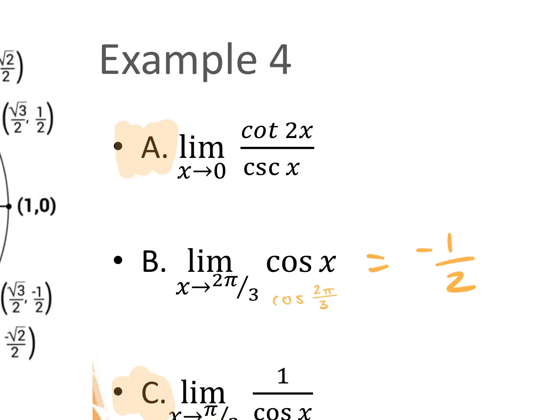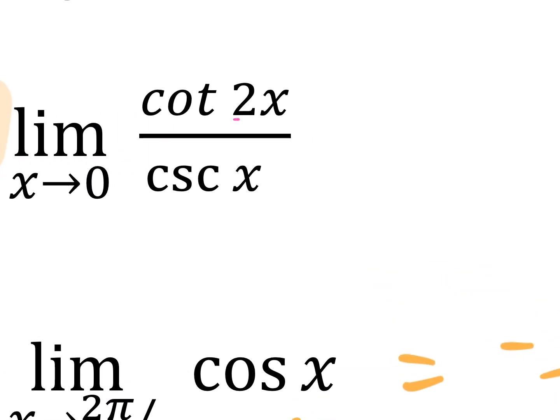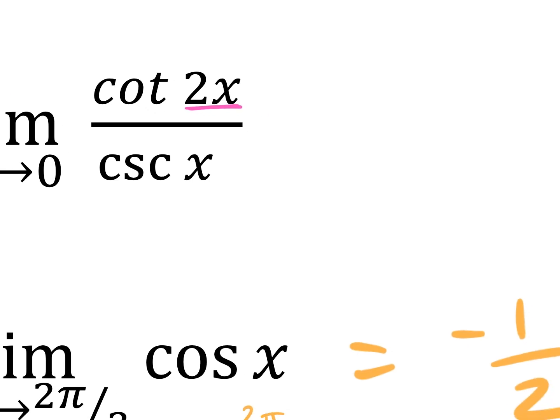So example 4a, again we see that we have a 2x here. So it kind of tells us that we want to use our double angle. First thing we would do is try and use direct substitution, and that doesn't work. If you have a 2x that you're taking the trig function of, you're probably going to want to use your double angle. So I don't have a double angle formula for cotangent of 2x. Let's change this to be in terms of sine and cosine. What would I change cotangent to be?